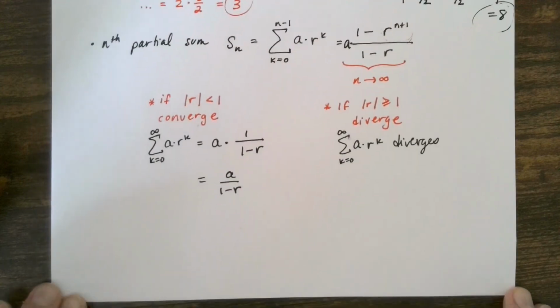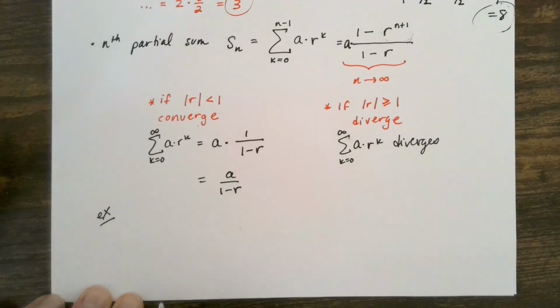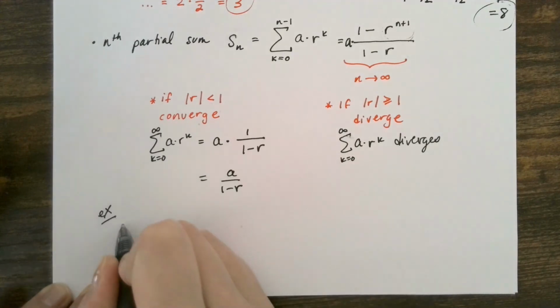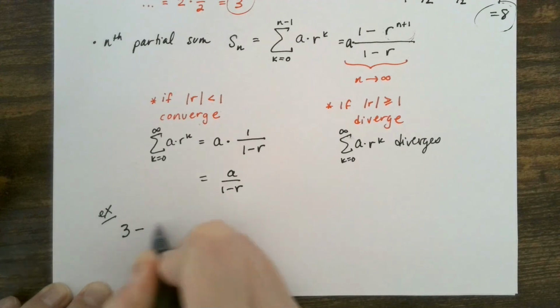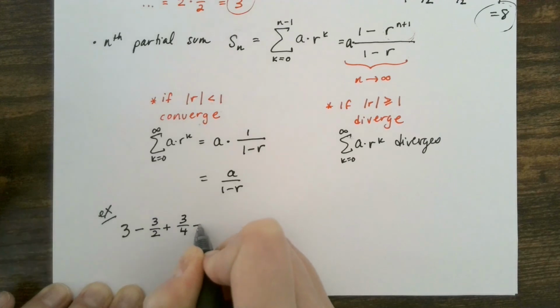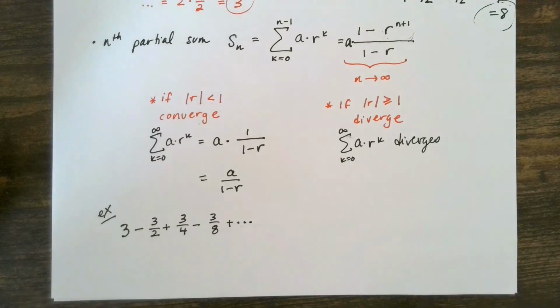What I want to show you here is an example of a geometric series, but with a negative R value. So let's say we have 3 minus 3 over 2 plus 3 over 4 minus 3 over 8, dot, dot, dot, continue that pattern. Let's say we're being asked the same question that we were answering above. Is this convergent or divergent? We need the A and R, and then if it's convergent, compute the exact sum.